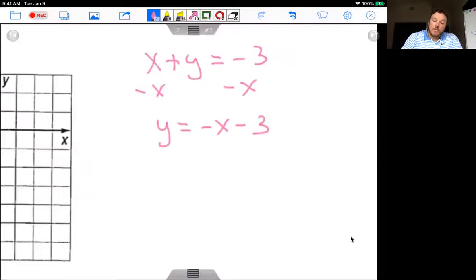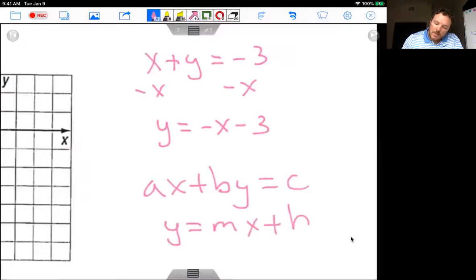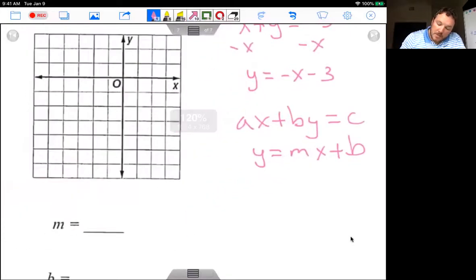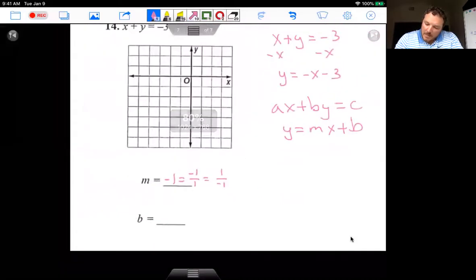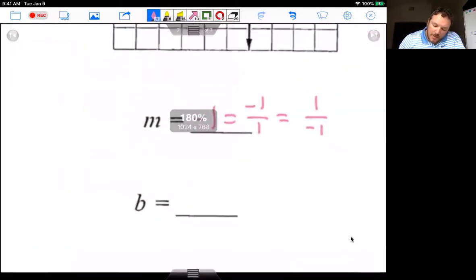Remember, standard form is ax plus by equals c. I went from standard form to slope-intercept form, y equals mx plus b. And the way you do that from standard to slope-intercept is you solve for y. So my slope is -1. So remember, write that as -1 over 1 or 1 over -1. Doesn't matter, they're the same thing. And then my y-intercept is at -3.